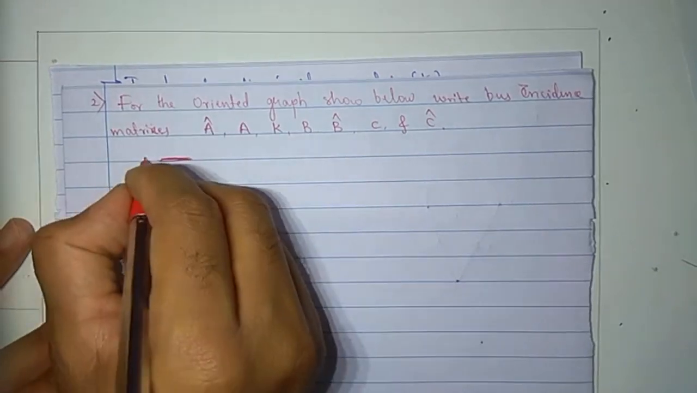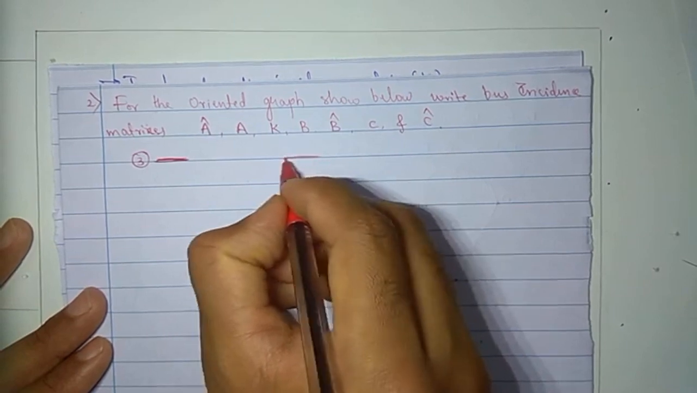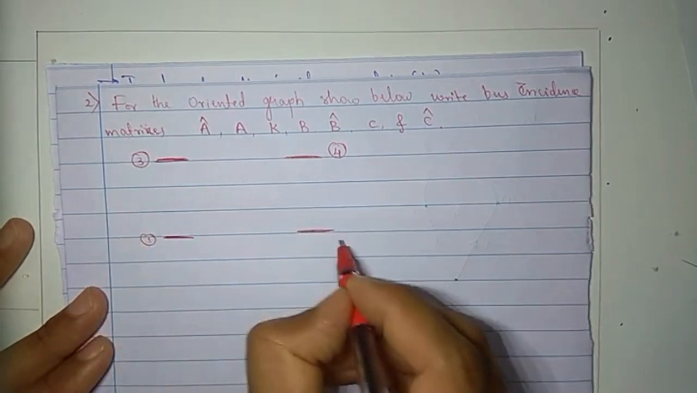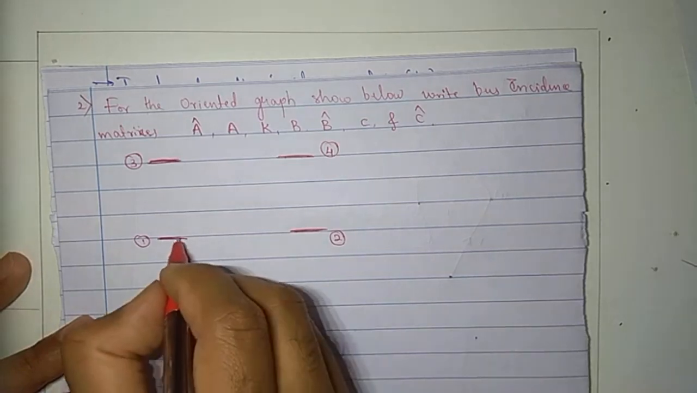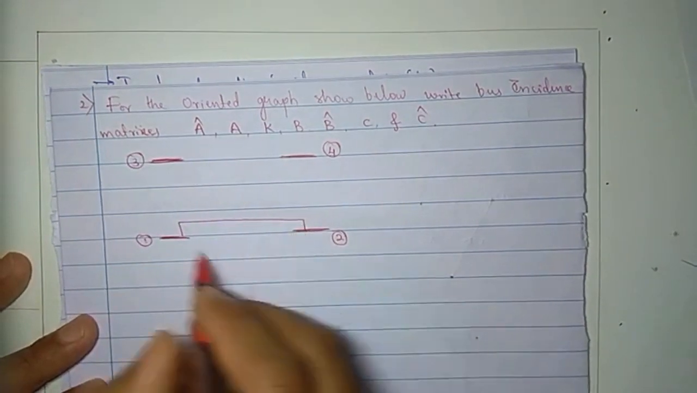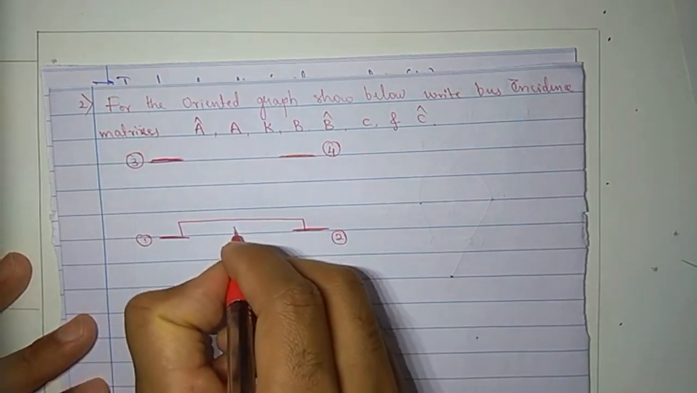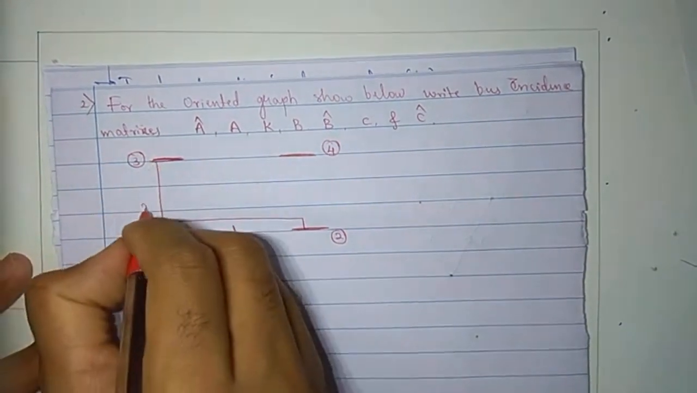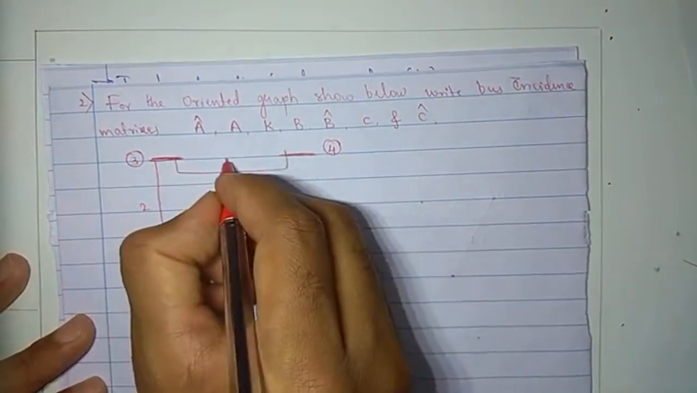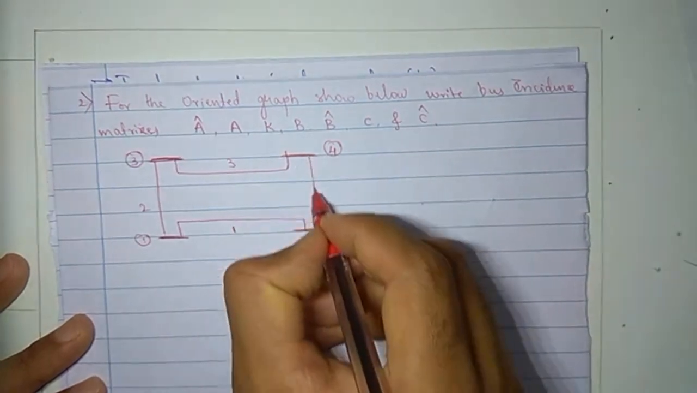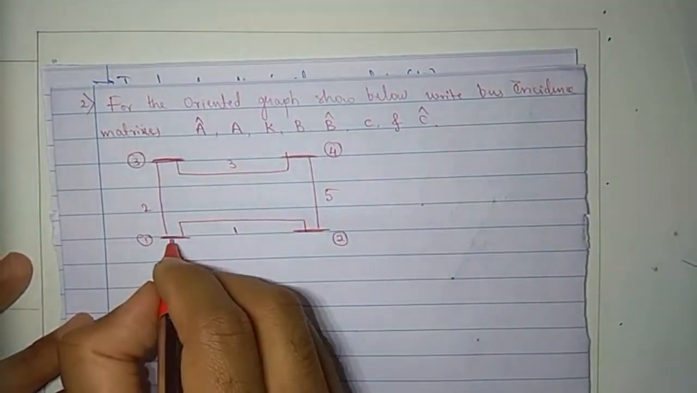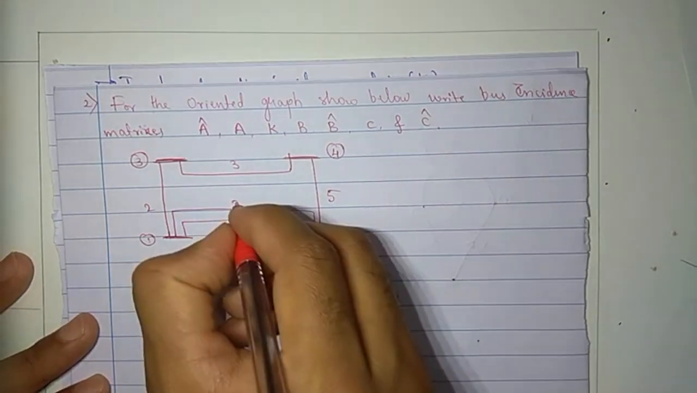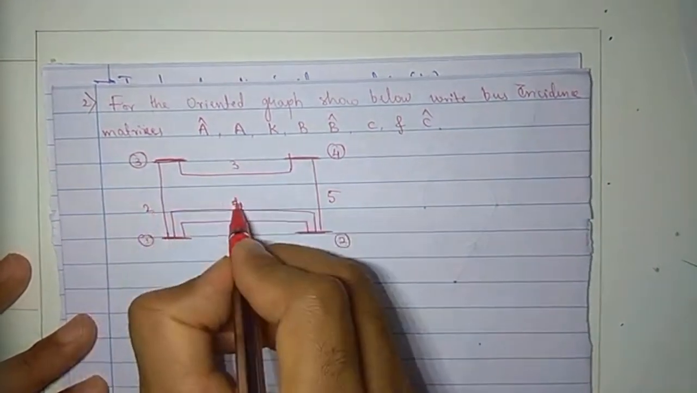This is bus number 3. It is bus number 4. Here it is bus number 1. Here also it is bus number 2. From bus 1 to 2, branch 1. From bus 1 to 3, it is branch 2. From 3 to 4, it is branch 3. From 4 to 2, it is branch 5. Again from 1 to 2, there is one more branch, sorry, it is the fourth branch. Branch 1, 2, 3, 4, 5.